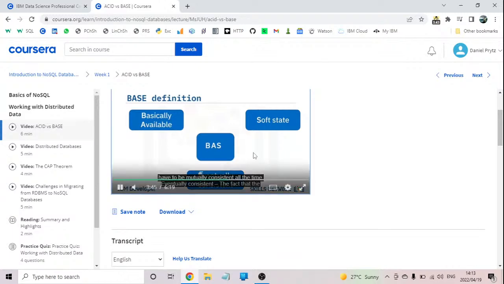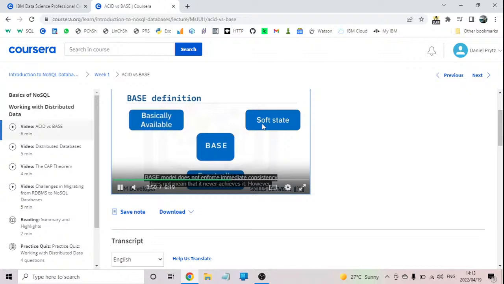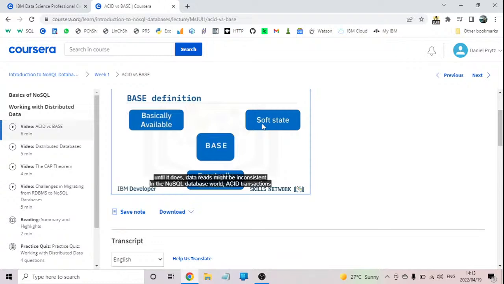Let's keep going. The fact that the base models do not enforce immediate consistency does not mean that it never achieves it. Let's just finish, let's just do it differently. It doesn't mean it never achieves it. However, until it does, data reads might be inconsistent.